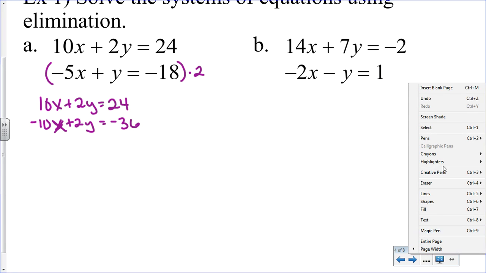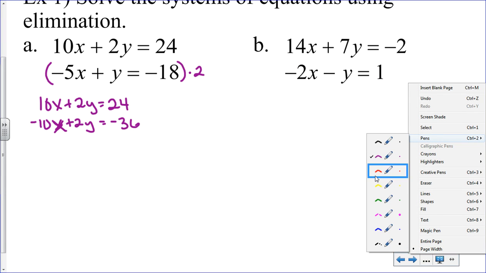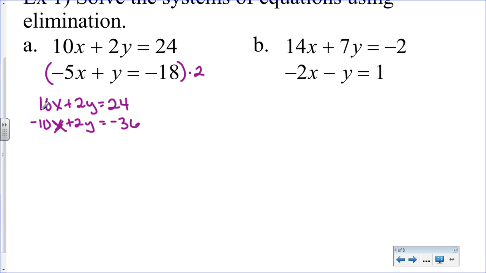Now that I've multiplied, though, you'll notice that my x's are opposites. So I have a 10x and a negative 10x. Once I have opposites there, I can go ahead and cancel. I'm going to add them together like we did in the last lesson. I'm going to add 2y and 2y to get 4y. I'm going to add 24 and negative 36 to get negative 12. Solve for y to get negative 3.